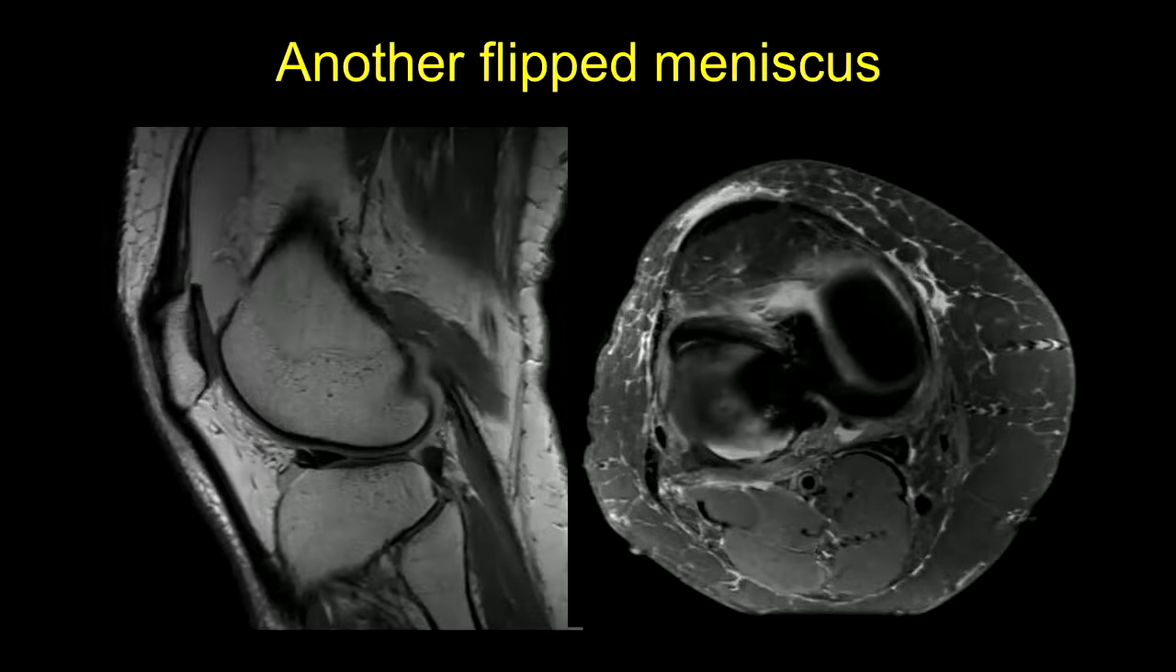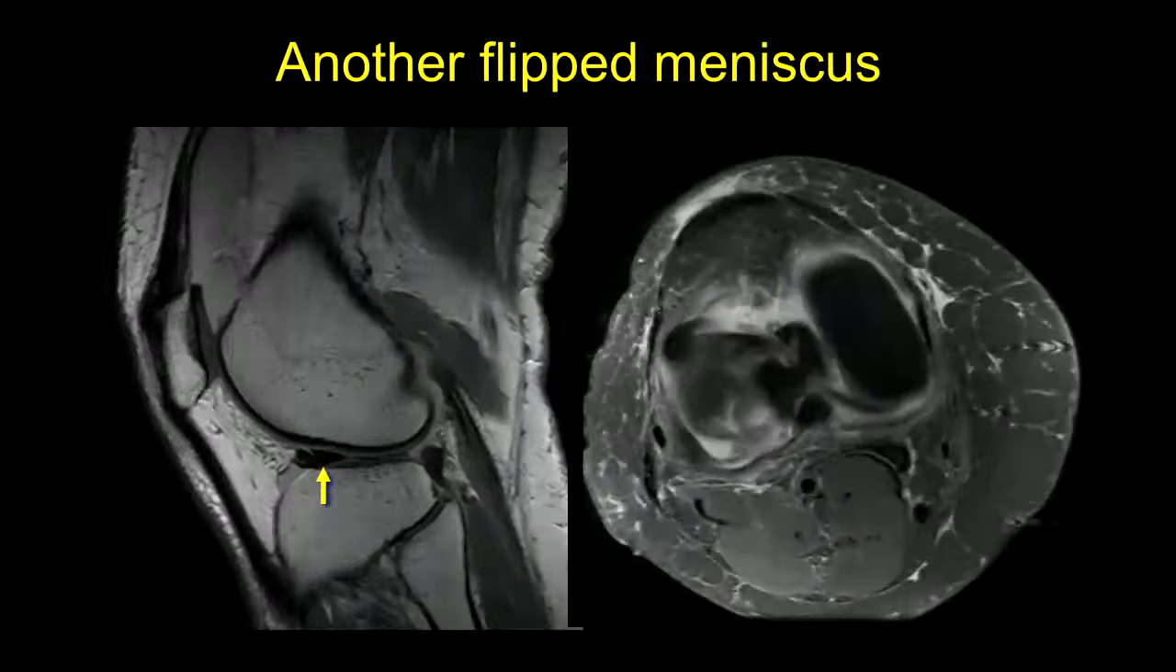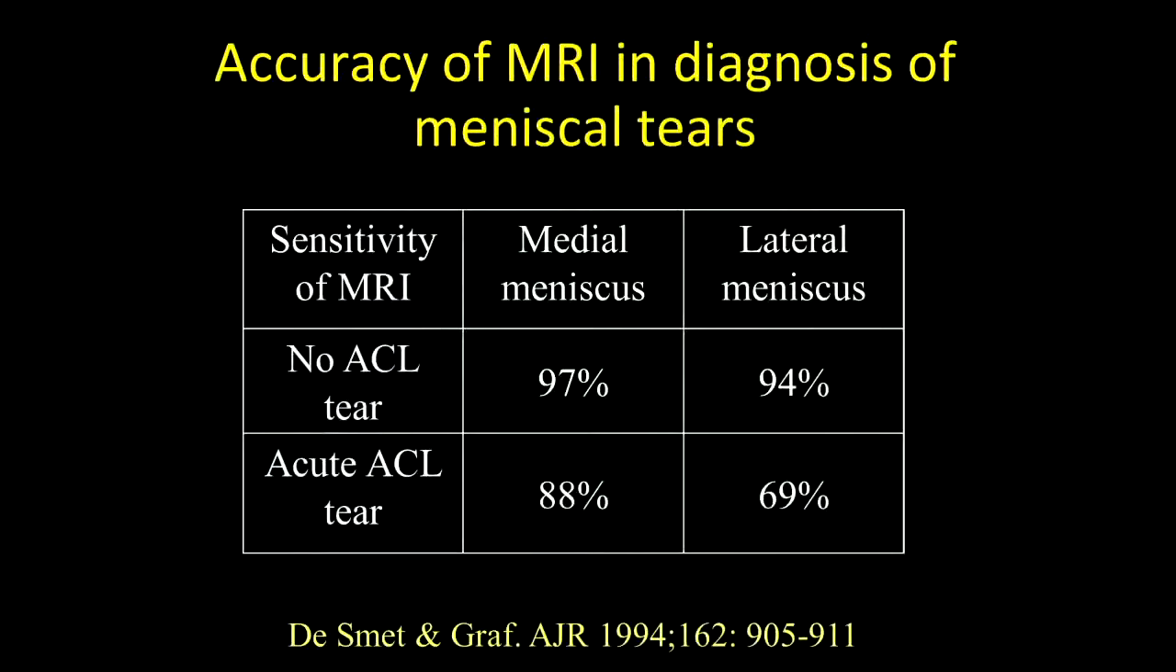Here we see another example of a flipped meniscus. Again, the posterior horn of the lateral meniscus is displaced anteriorly. You can see the double anterior horn sign. And on the axial images, here we can see the native anterior horn, and you can see just posterior to this is the flipped over posterior horn of the lateral meniscus.